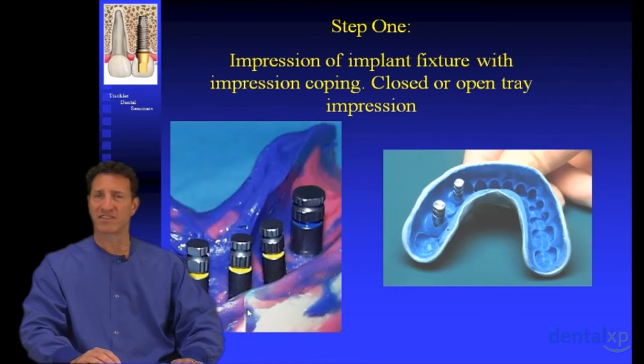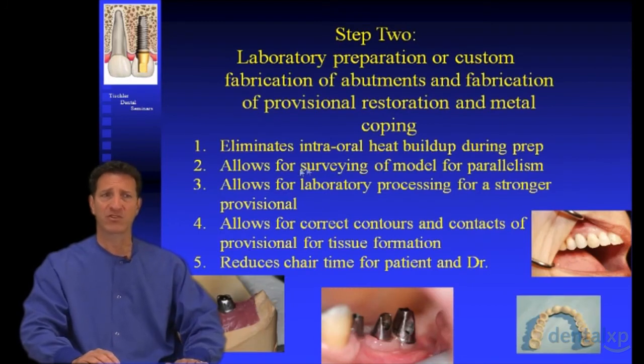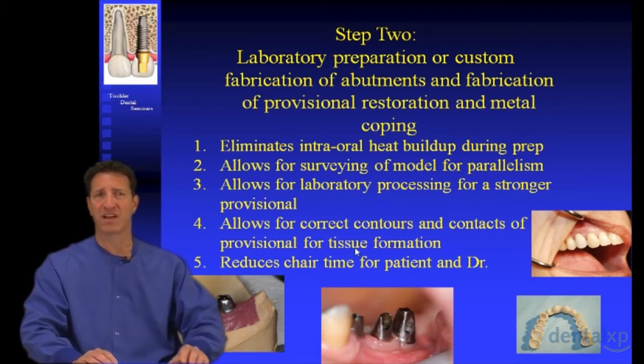So once the impression is taken, whether it be an open tray or a closed tray impression, it is given to the laboratory. The laboratory then prepares the stock abutment or makes a CAD/CAM abutment or cast abutment. The advantage to a lab doing this with this model is they can survey it, they can create a provisional, and they can allow for the correct contours and contacts, and it's less chair time for the doctor and the patient.